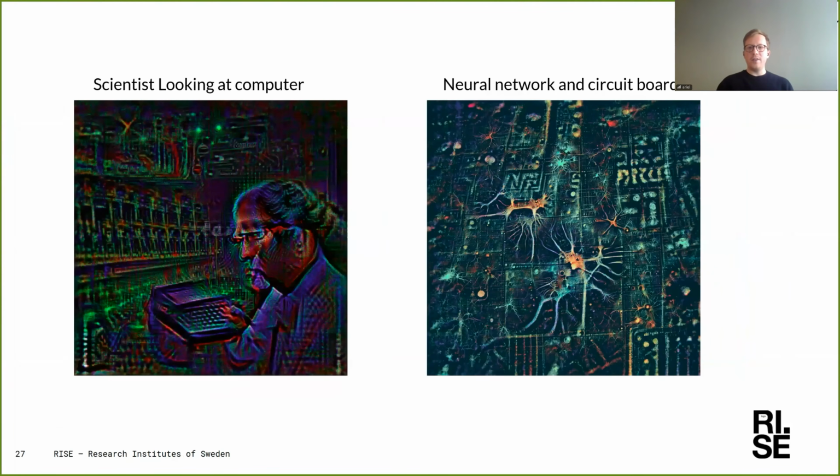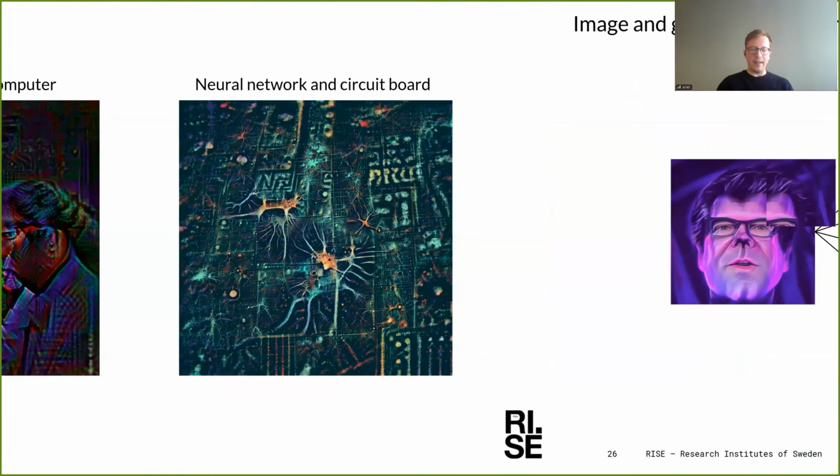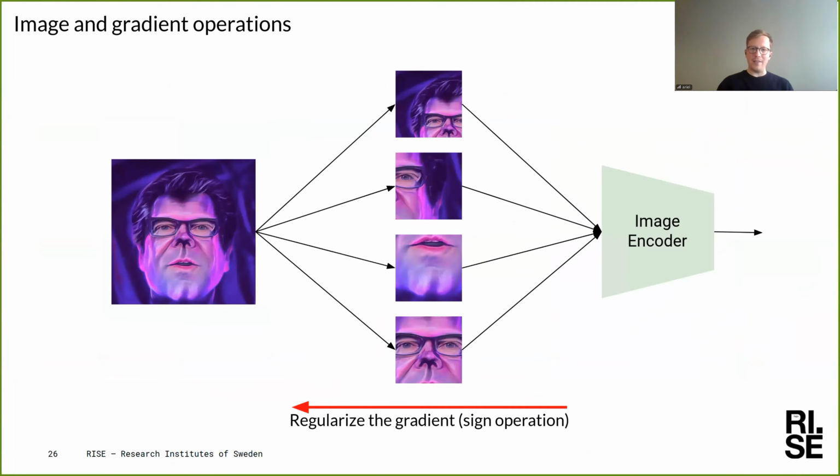In essence, you generate a picture from the model, and then you do some kind of cutting it up into pieces and maybe applying some regularization to the gradient, and then you input it into the CLIP framework, and you backpropagate through the whole model.